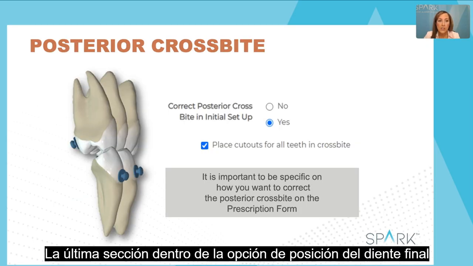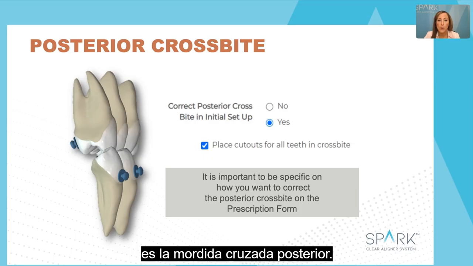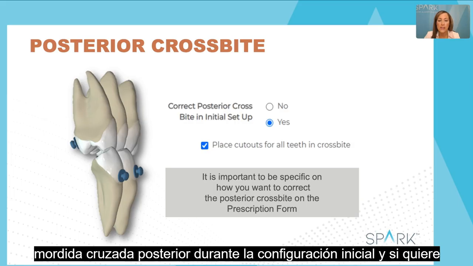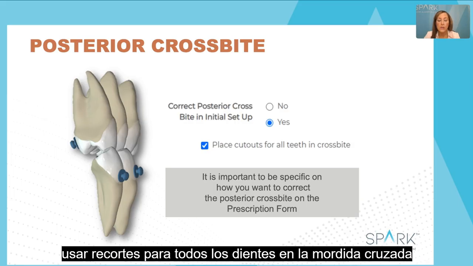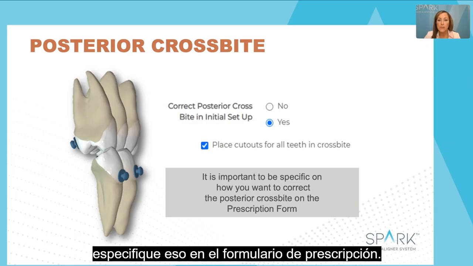The last section within the final tooth position option is the posterior crossbite. Here you would select if you want to correct the posterior crossbite during the initial setup, and if you want to use cutouts for all the teeth in the crossbite. If you don't want to correct the crossbite because, let's say, the occlusion is stable, it's important for you to specify that on the prescription form.